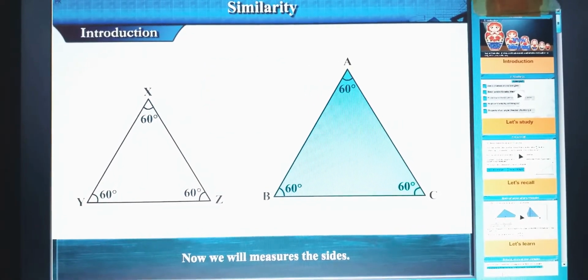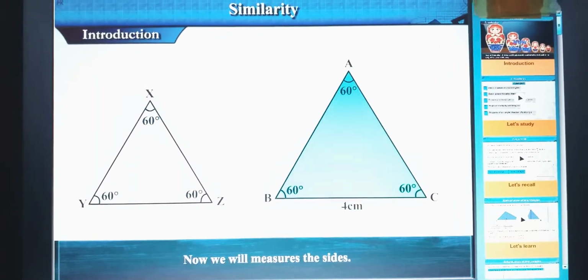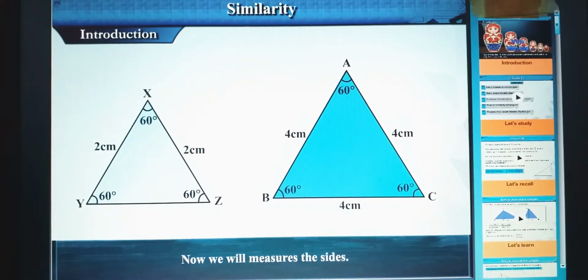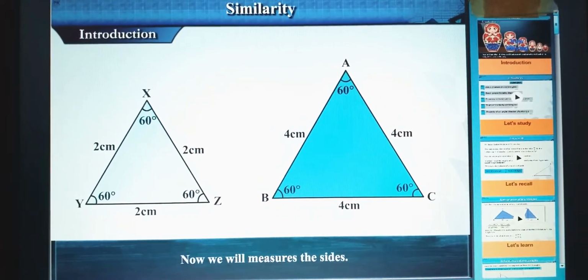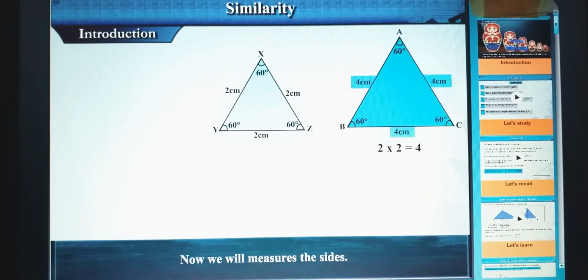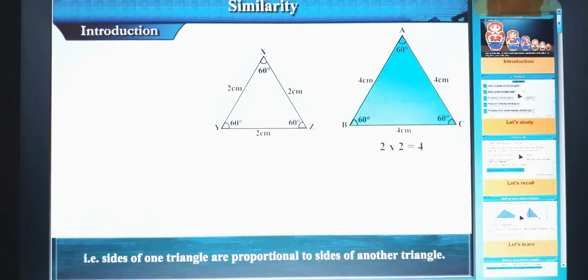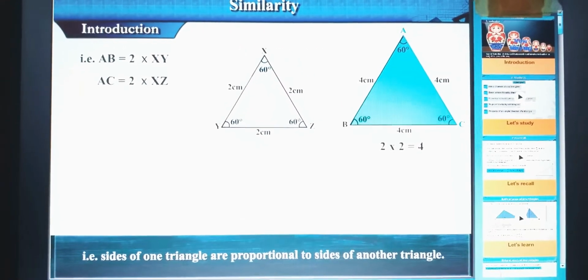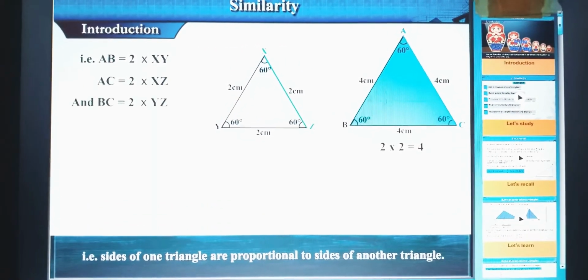Now, we will measure the sides. They are 4 centimeters, 4 centimeters, 4 centimeters, and 2 centimeters, 2 centimeters, 2 centimeters. If you observe, you get 2 multiplied by 2 is equal to 4 on each side. That is, sides of one triangle are proportional to sides of the other triangle. That is, AB is equal to 2 multiplied by XY, AC is equal to 2 multiplied by XZ, and BC is equal to 2 multiplied by YZ.